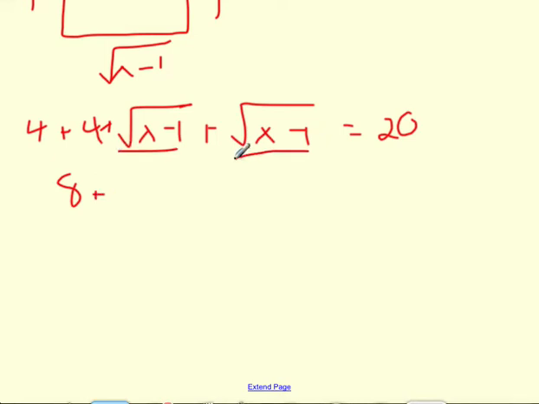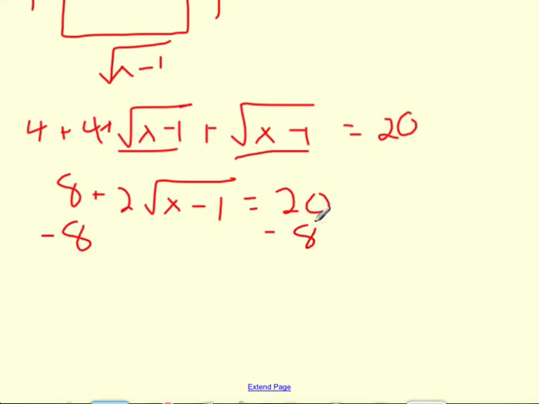Well, these two radicals are the same, so I can take the square root of x plus 1 and add the square root of x plus 1, and that gives me 2 times the square root of x plus 1. And that's going to be equal to 20. So then what I want to do first is bring that 8 over to the other side. So I'm going to go ahead and subtract 8 from both sides. So then I get 2 times the square root of x plus 1 is equal to 20 minus 8, which is 12.